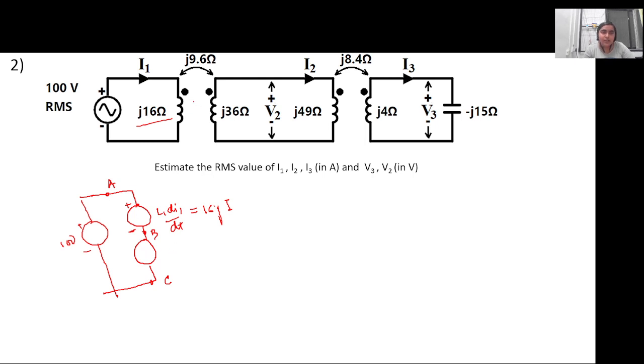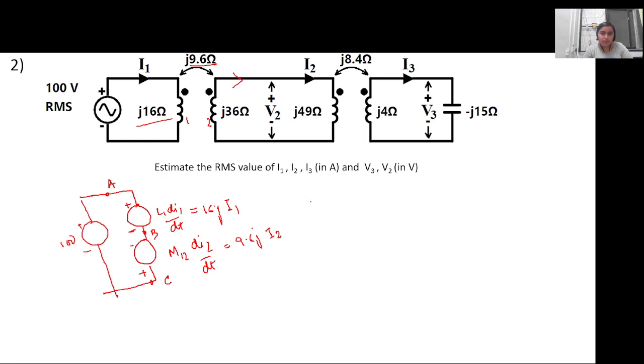Now because of a mutual inductance between the first coil and the second coil, there will be di2 by dt, which is given as 9.6 in the question. So it is 9.6j I2. Now tell me the direction. B will be minus, yes, because in this case the current is leaving through the dot, so it will be reversed.